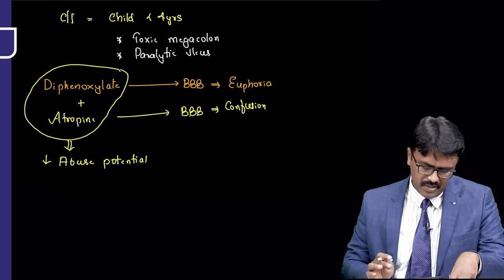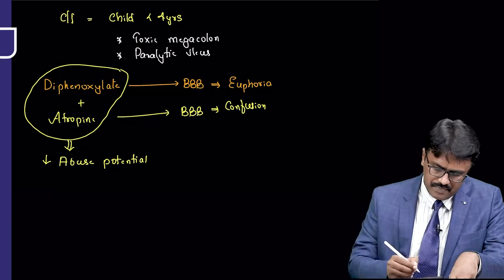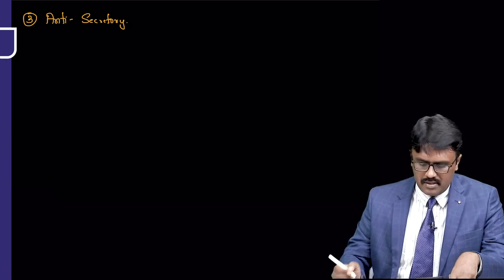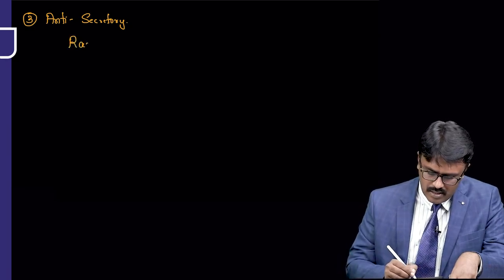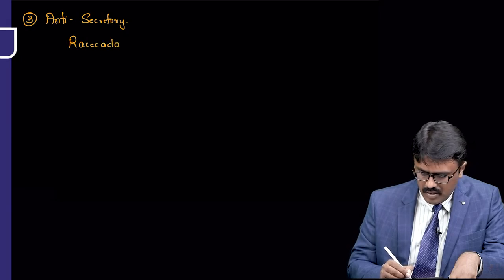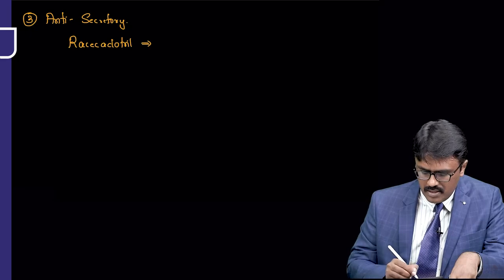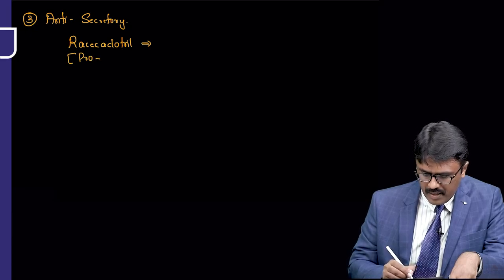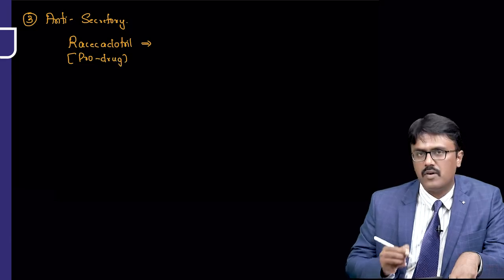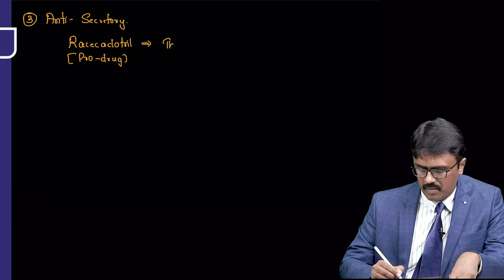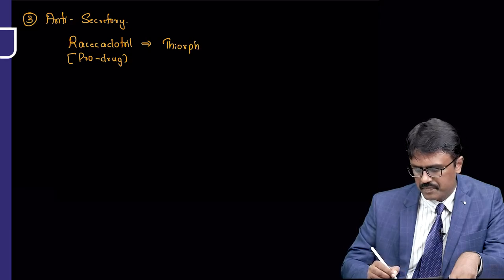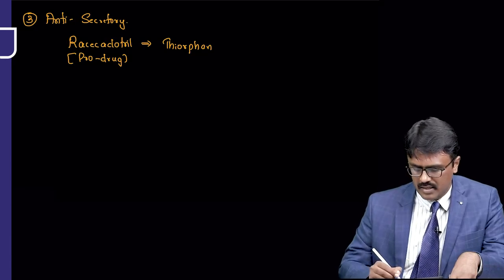I told you the second category is antimotility, and the third category of drugs we are going to use are the anti-secretory drugs. The anti-secretory drug is called racecadotril. Now racecadotril is a prodrug. After metabolism, the drug will give rise to a compound called thiorphan. Thiorphan is the active form.